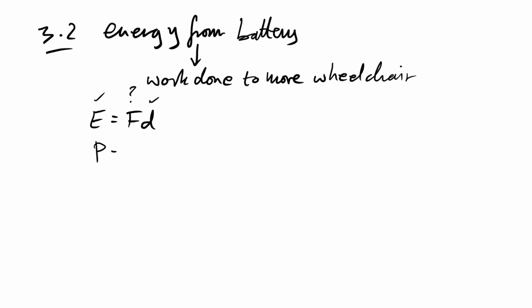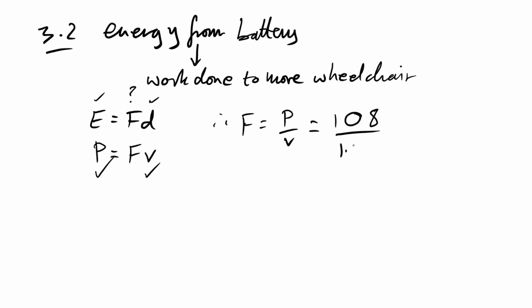Alternatively, the other version of this equation is power equals force times velocity. So we have a power and we have a velocity as well. So I'll tell you what, let's use this one here. Therefore, we can say that force is equal to power divided by velocity. So that's our 100, let's go with 108, divided by our speed of 1.5, and that gives me 72 newtons. If you'd used 110 watts, then you'd end up with 73 newtons, which is also acceptable.